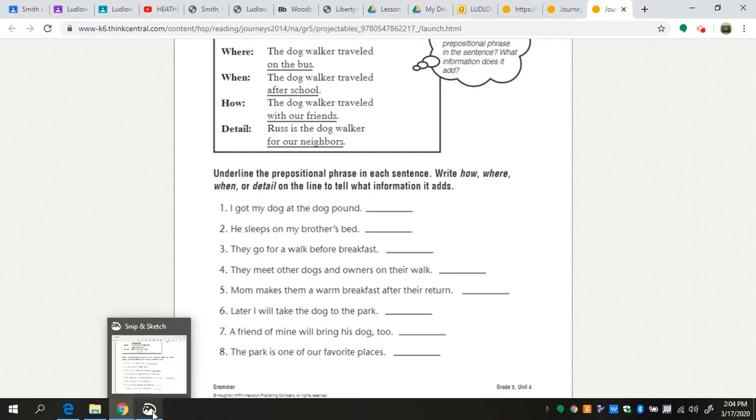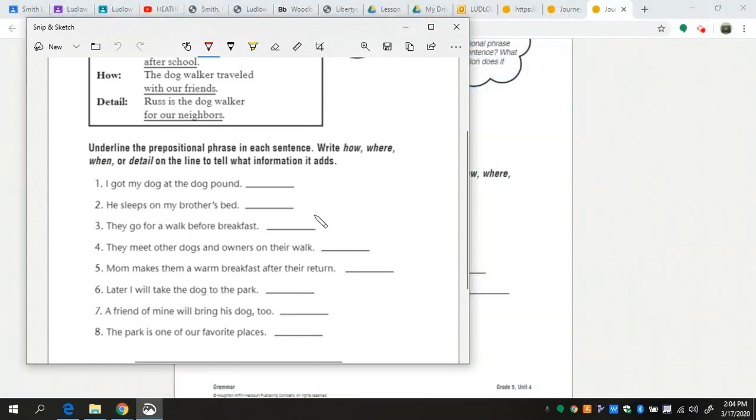I'm going to once again pop open this little bubble over here so I can interact with the text a little bit more. So once again, we're going to underline the prepositional phrase in each sentence and then determine whether it is how, where, when, or detail. So let's go through a couple of these together. Number 1, I got my dog at the dog pound. Well, at is my preposition, so I'm going to underline at the dog pound as my prepositional phrase. Now I need to ask myself, does this prepositional phrase tell me how, where, when, or detail? Well, I got my dog at the dog pound, so that tells me where, and I will write that here.